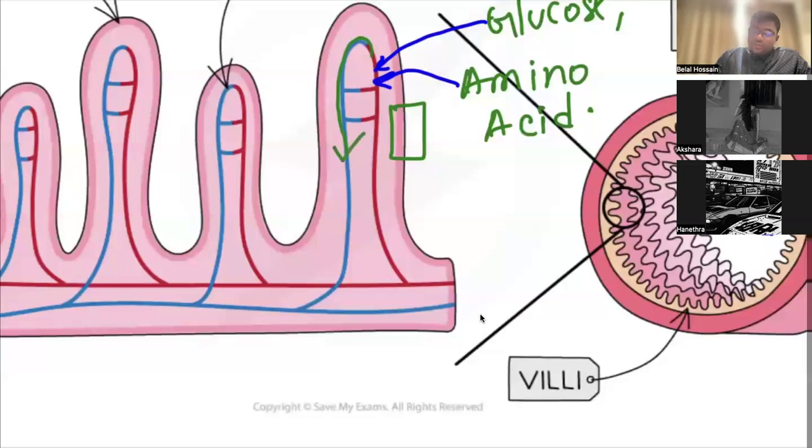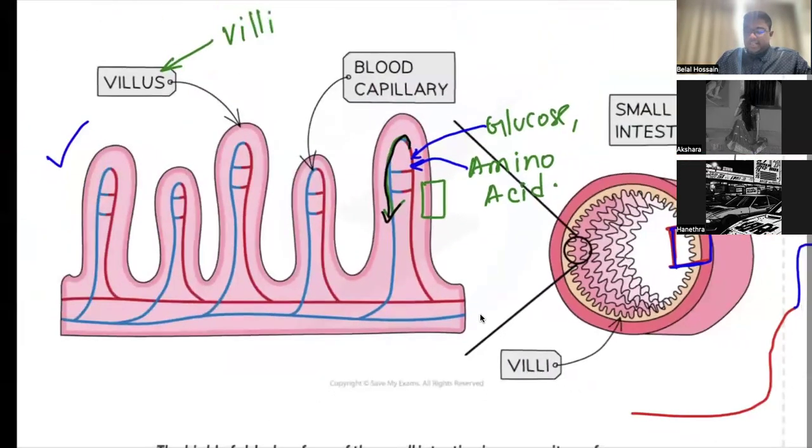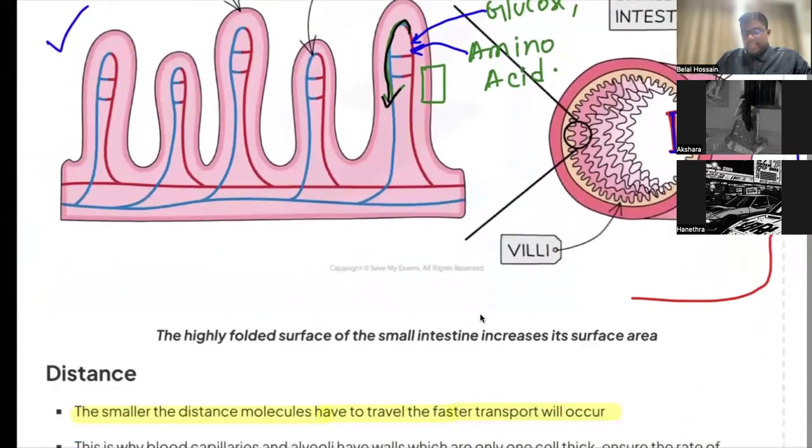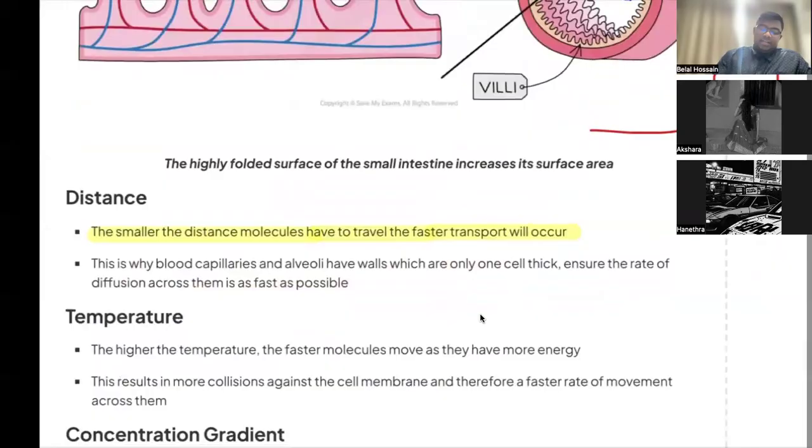So that new glucose and amino acids can be absorbed again and again. Since the blood is flowing away, that particular region will not get saturated with glucose and amino acids. This is why blood capillaries and alveoli have walls which are only one cell thick, to ensure the rate of diffusion across them is as fast as possible.